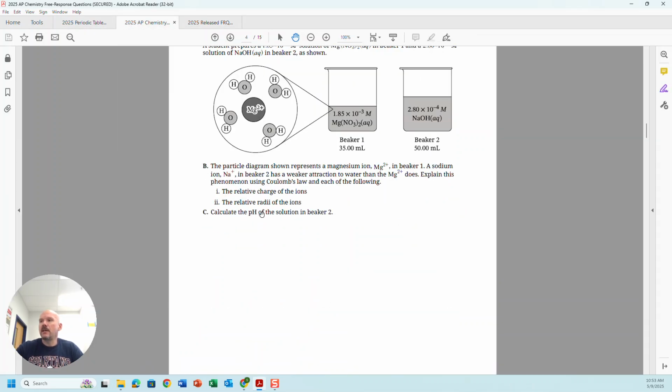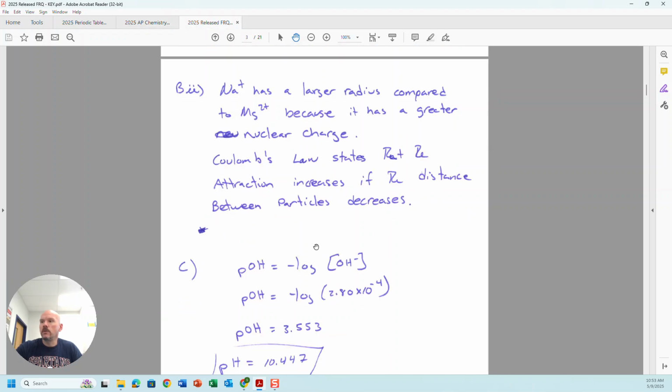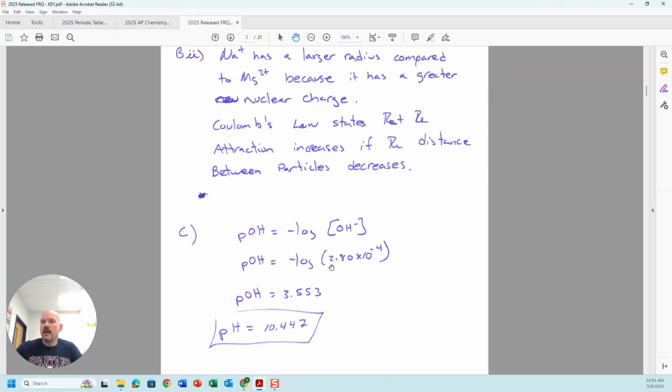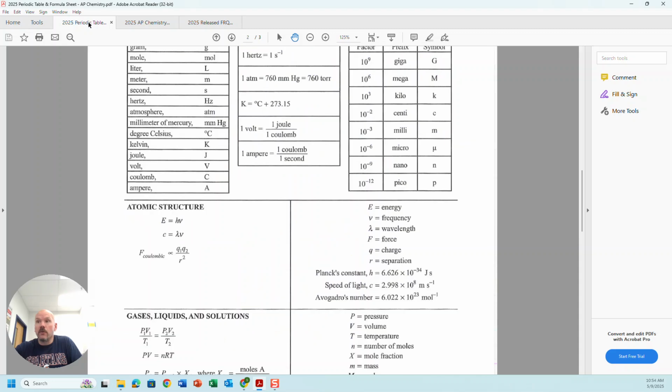So part C, calculate the pH of the solution in beaker 2. So beaker 2 has sodium hydroxide. We have to understand that, and we have the molarity of the hydroxide. The negative log of hydroxide is pOH, and then we're going to have to subtract from 14 to get the pH. So all we have to do is take the negative log of this number and then subtract from 14, and we're golden, right? So negative log of hydroxide equals pOH. And remember that it's on your formula sheet, right?